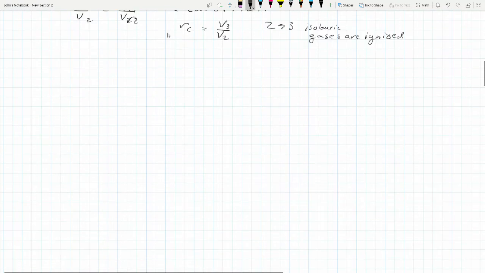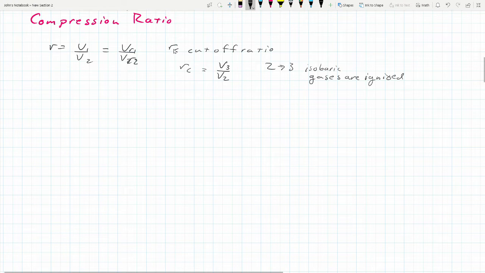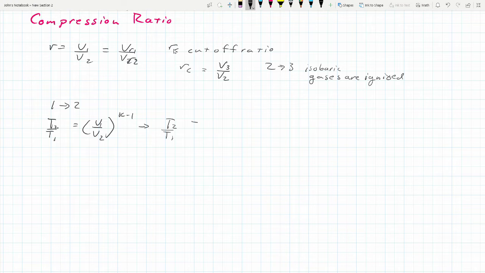Okay, so when would you use these? Well, if you recall from the Otto cycle, we use the compression ratios to find the different temperatures and volumes at each point. Same thing goes here. For processes 1 to 2, T2 over T1 is equal to V1 over V2 to the K minus 1, same as the Otto cycle. And of course, we can rewrite that as T2 over T1 is equal to R to the K minus 1.